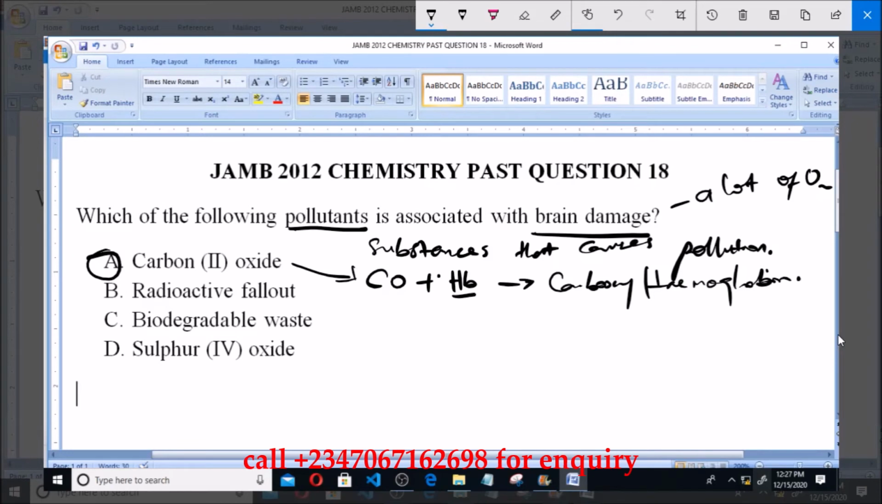Now, reactive fallout simply refers to reactive emissions that are harmful to the body, but they do not cause brain damage. Biodegradable wastes are wastes that will be broken down, like waste food, sewage, and the rest.